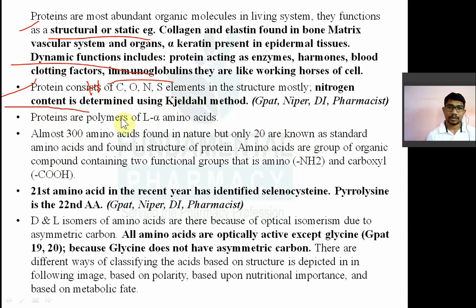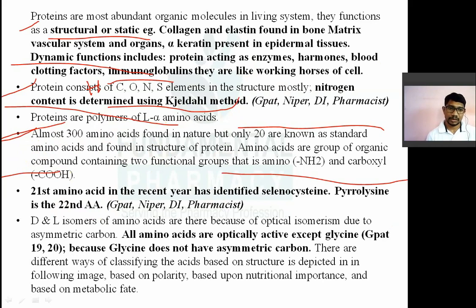300 amino acids are found in nature, but only 20 are known as the standard amino acids. Amino acid will have 2 functional groups. First one is the amino group, and second one is your carboxylic group. It is very important. 21st amino acid is known as selenocysteine. Selenocysteine. And 22nd amino acid is known as pyrrolysine. This is also important. इसके ऊपर भी क्वेश्चन आता है.